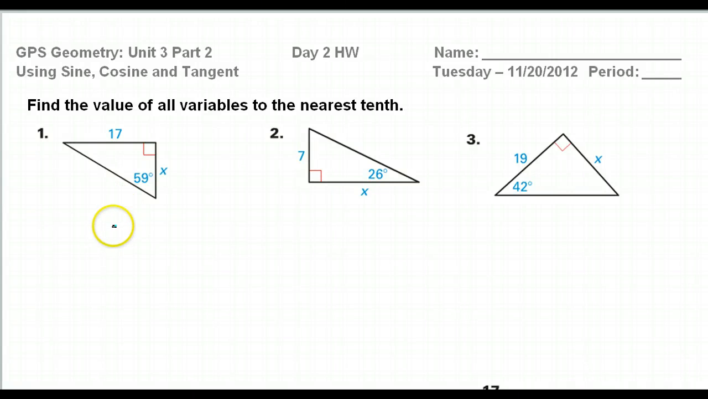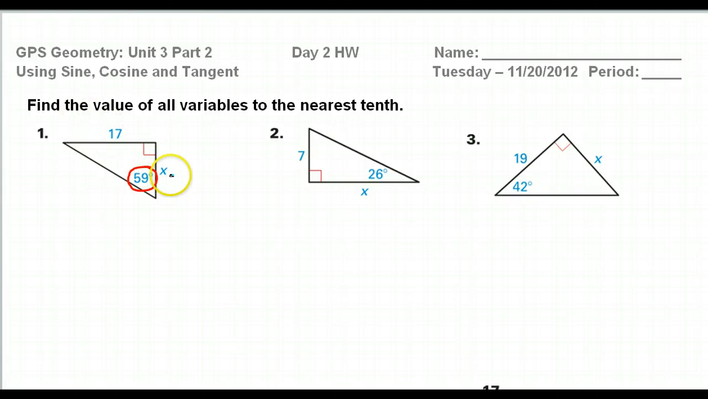In this lesson, we are going to use sine, cosine, and tangent trigonometric functions to find some unknown sides of a right triangle. So problem number one, the first thing we have to do is decide which function we're going to use, sine, cosine, or tangent. Start by looking at the angle that we have.